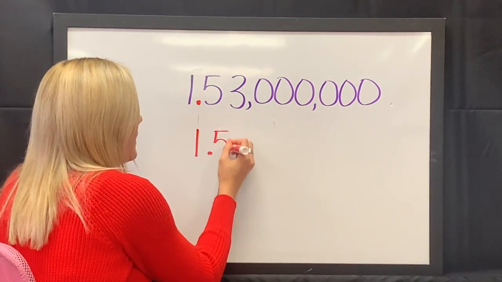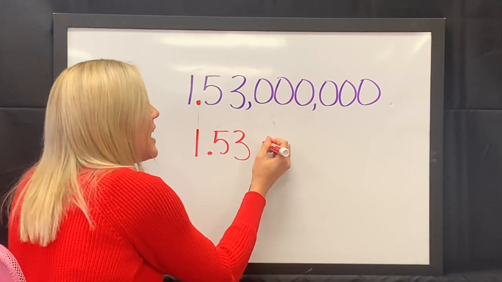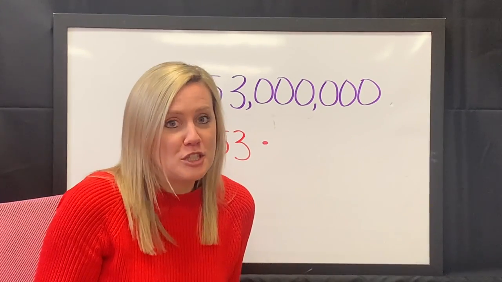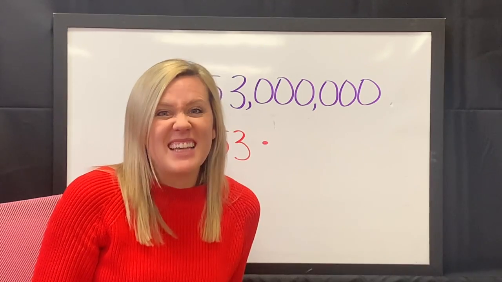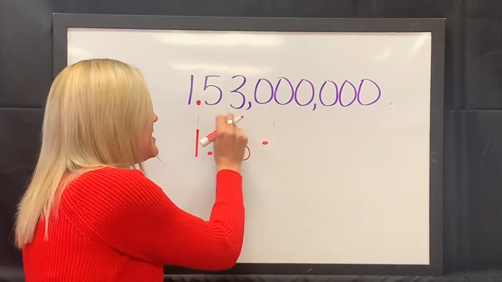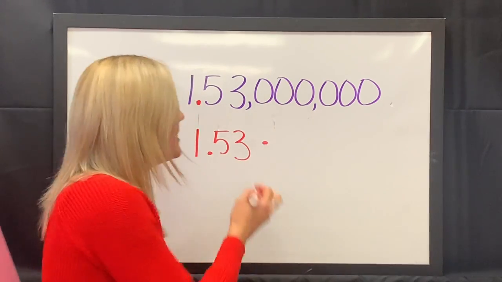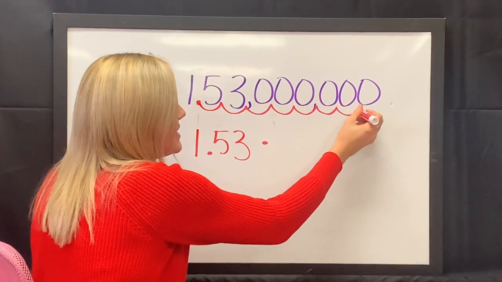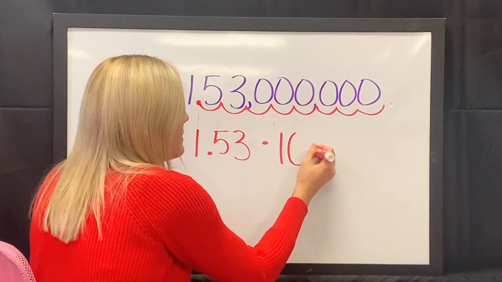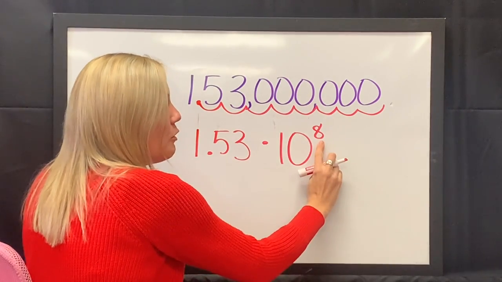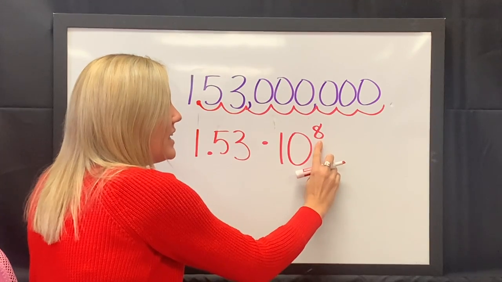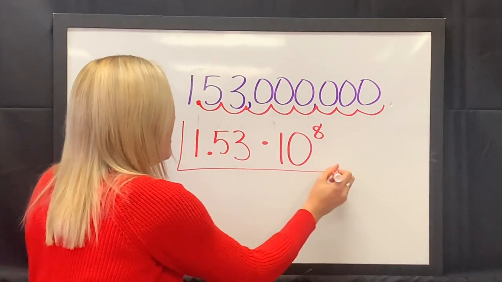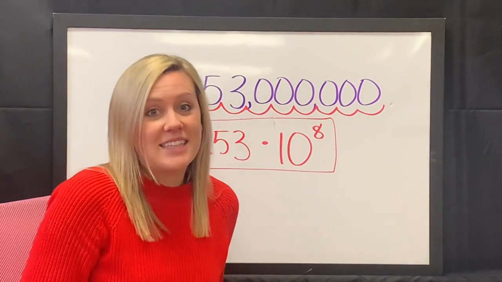1.53, or 1 and 53 hundredths, and then we're going to think, how many times would we have to multiply by 10 to get back to the original number? I'm going to count my digits, because every time you multiply by 10, this decimal could move 1 spot to the right. So 1, 2, 3, 4, 5, 6, 7, 8. So we would have to multiply by 10 8 times. Remember, that is called an exponent, and that is how many groups of that number. So this is the answer of how to write 153 million in scientific notation.